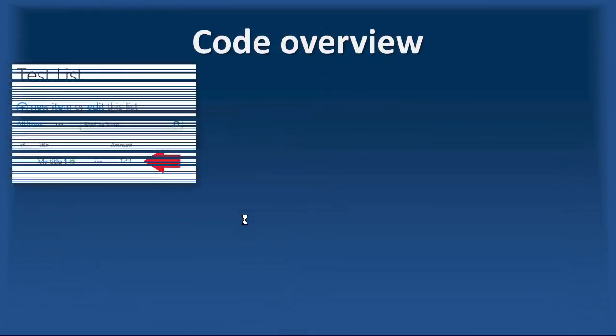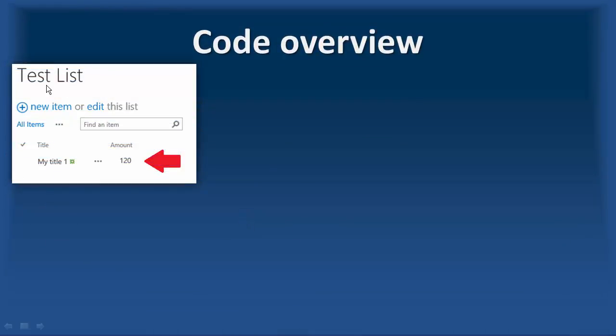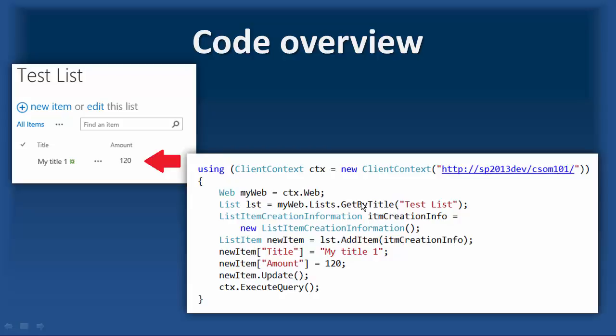In the code review, we have a list called test list, and we would like to add one single record into this list. The fields are title and amount. Title is single line of text, and amount is a number. This is the code that will do the job. So we create a client context, just like any other code. We get a reference to the web. We get a reference to the list.